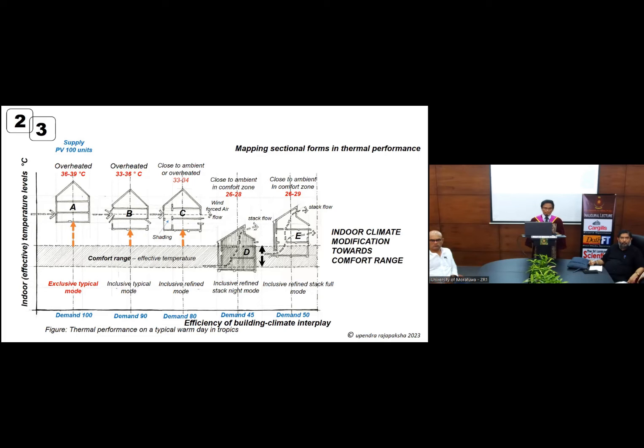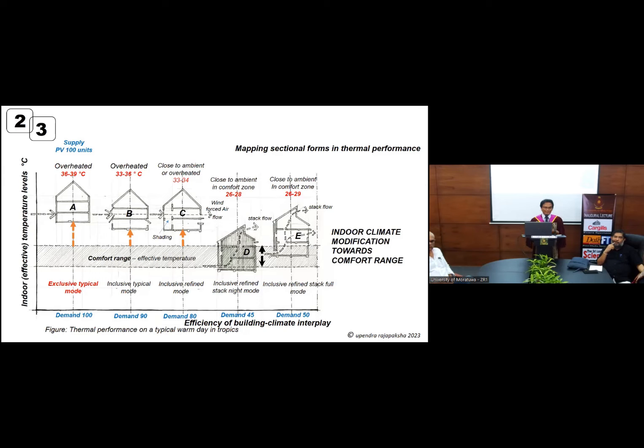So this is against the efficiency of building climate interplay. Building climate interplay is how a building interacts with the climate for efficiency, shown against indoor air temperature. So model 1 has higher temperatures, overheated, well above the comfort range, and that is an exclusive typical mode. Why exclusive? Exclusive from the climate. It doesn't take the climate into consideration. Forget the climate, design the building. So that's the typical scenario.